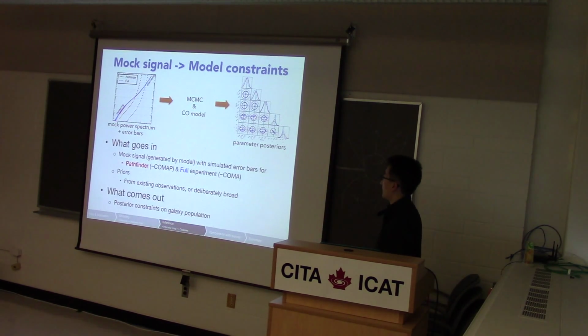Okay, so what goes in is a mock signal, which is generated for both the Pathfinder and the full experiment. And there are also priors on the parameters where available. We get the priors from constraints from existing observations, or they're deliberately broad. Right? So we don't want to overly constrain our problem at the moment. And then what comes out is posterior constraints on the galaxy population. So in particular, we have constraints on two statistics for the galaxy population.